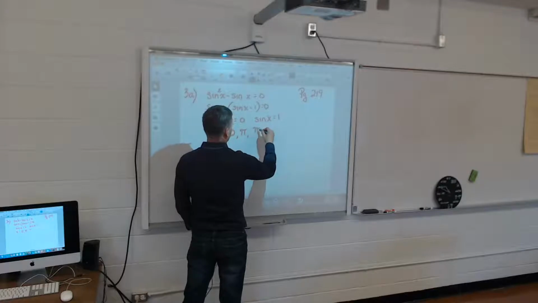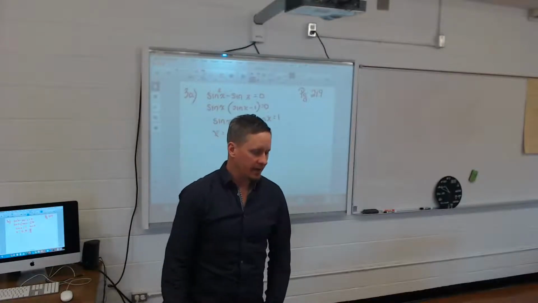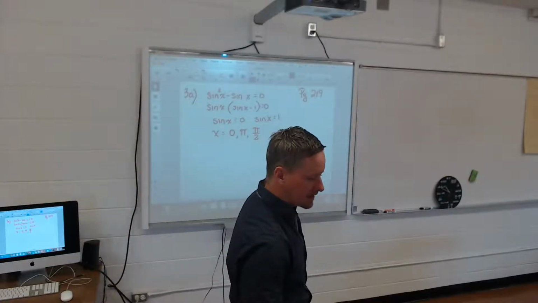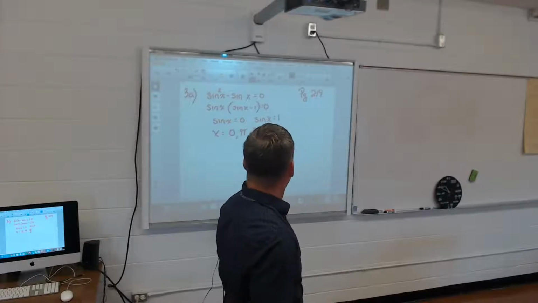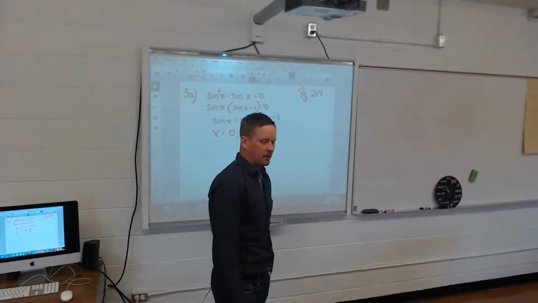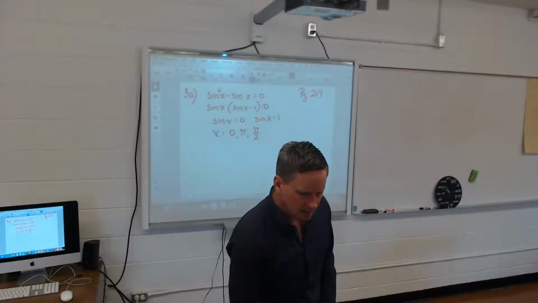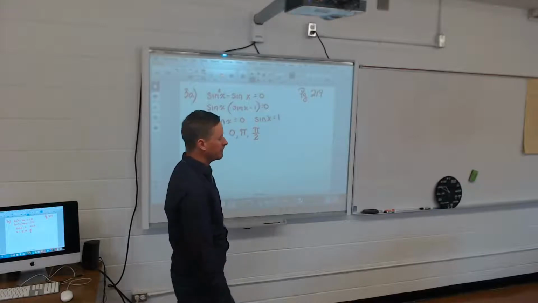Sine x is equal to 1. Is that pi over 2? Yeah. There's my solution. Okay, so that's a very basic question. It uses the unit circle, so you don't have a lot to do other than know what that unit circle is.